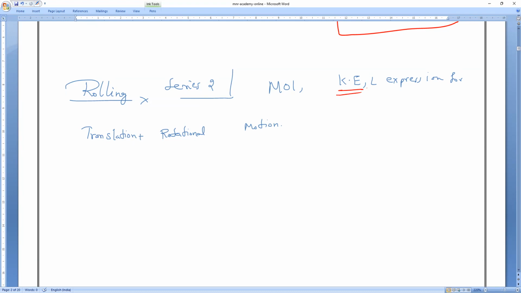Yes, sir. So now if you observe very carefully, suppose there is a disk, which is traveling with the velocity of the center of mass V, and having a mass of capital M and angular velocity omega.